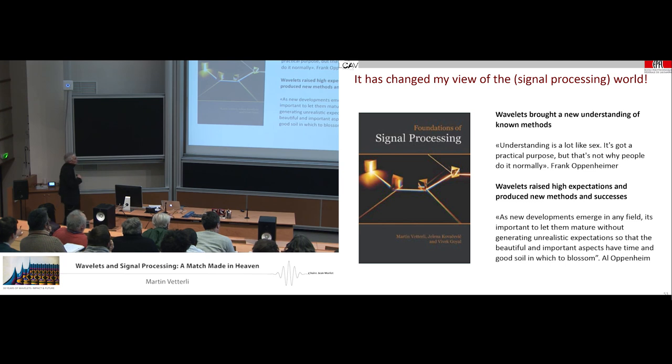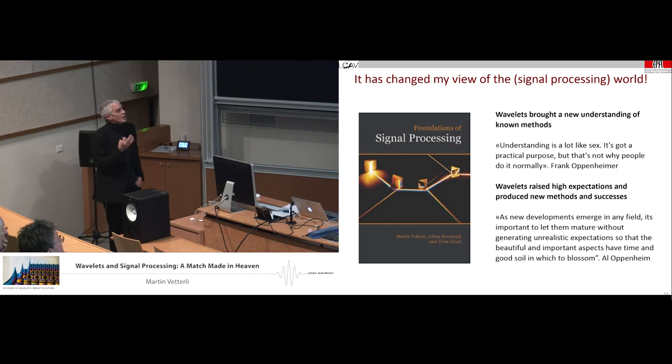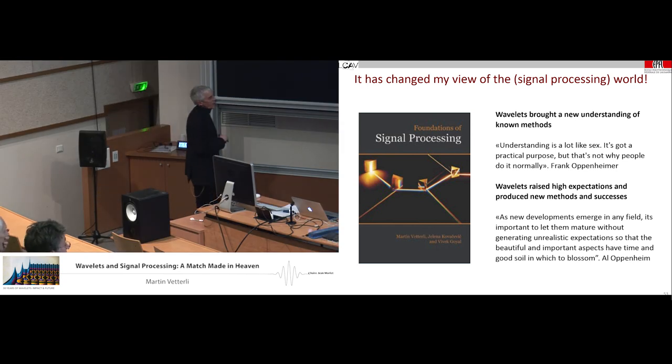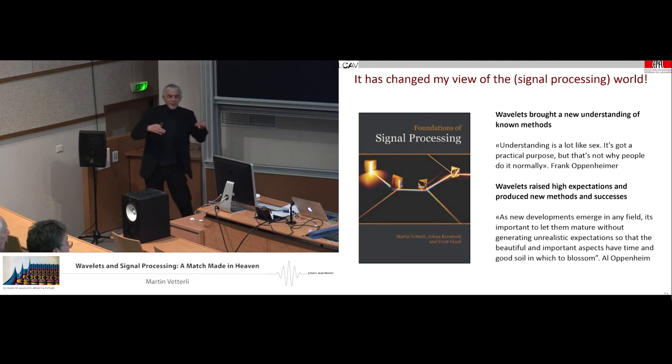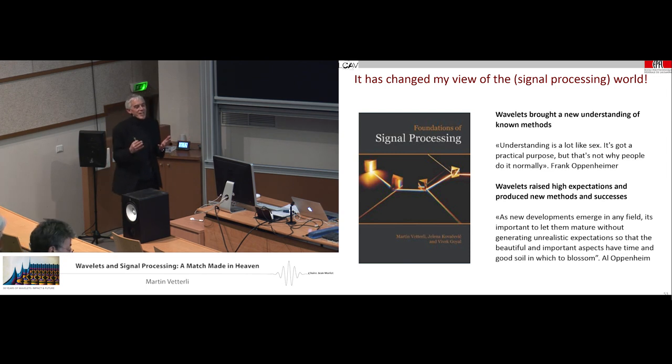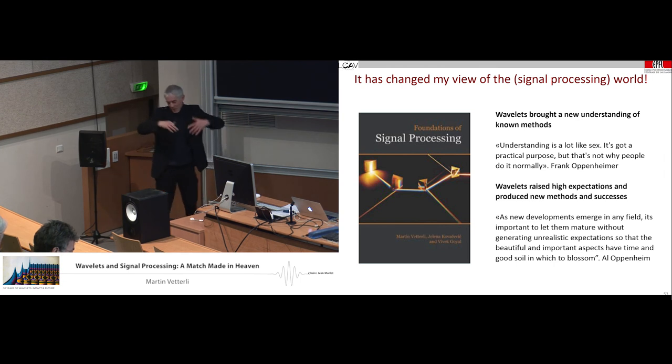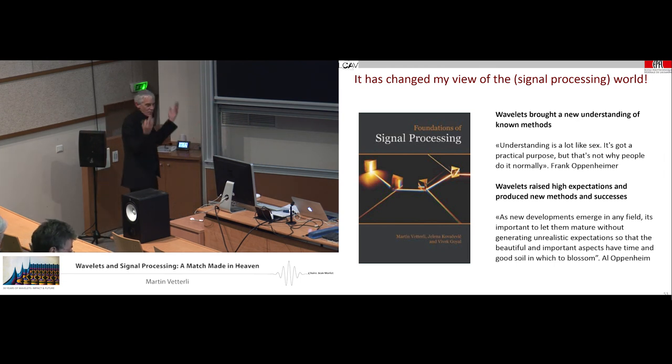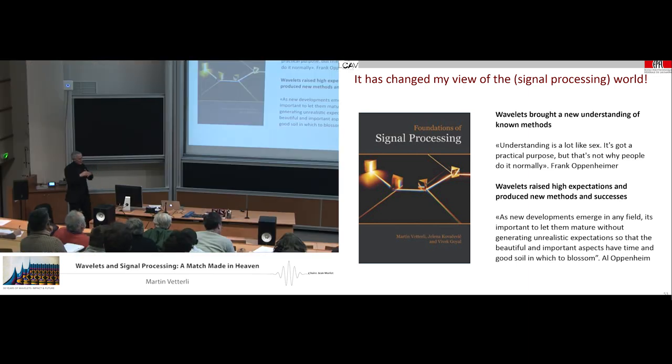The other one is a quote from Al Oppenheim, a fellow who still lives in his mansion in Cambridge, Massachusetts. In an exchange of email, we debated what had happened and so on. And in the end, he said, as new developments emerge in any field, it's important to let them mature without generating unrealistic expectations, so that the beautiful and important aspects have time and good soil in which to blossom. Now, in our case, it still happened, right? But it's clear that if we raised expectations too much, there can be a backlash. And somehow here, we were dreaming, and some of the dreams actually happened, and so it turned out very well, okay?